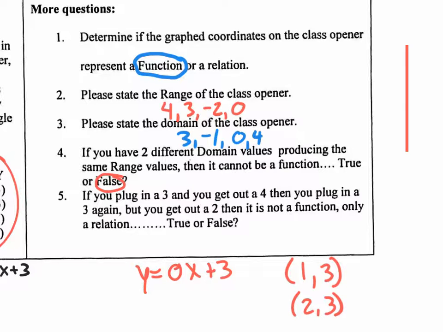It says right here it cannot be a function. Let's see this one. If you plug in 3 and you get out a 4, then you plug in 3 again, but you get out a 2, then it's not a function, it's only a relation. That's true, okay? Because that would be a broken machine. That's what we just call a relation.